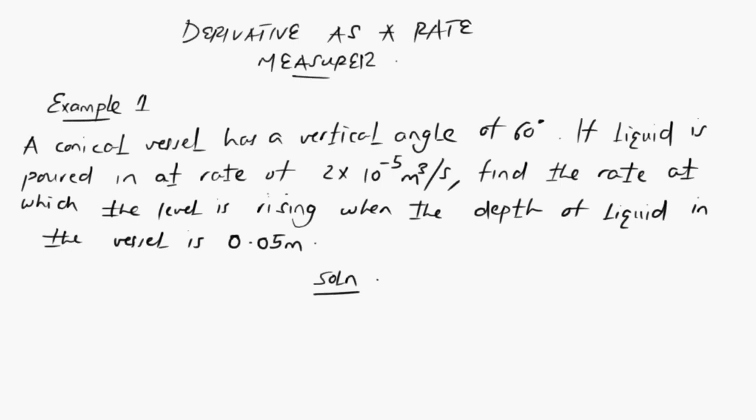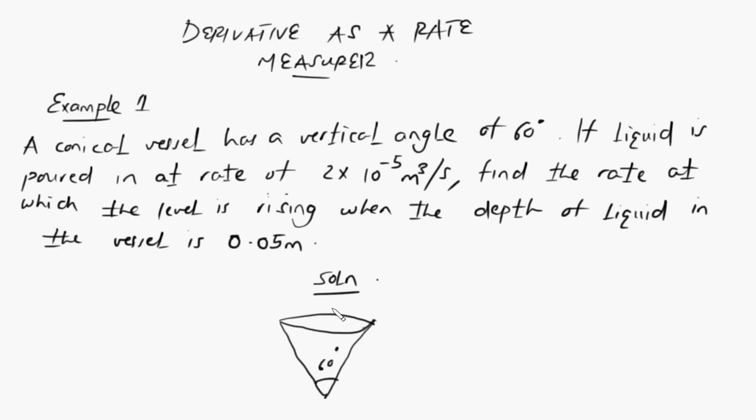So, we have a conical vessel, a vessel with a vertical angle of 60 degrees. Kwa hiyo tuna vessel kama hii. Okay, it's a straight line. Okay, this is my vessel, with a vertical angle of 60 degrees. Manake angle hapa ni degree 60.